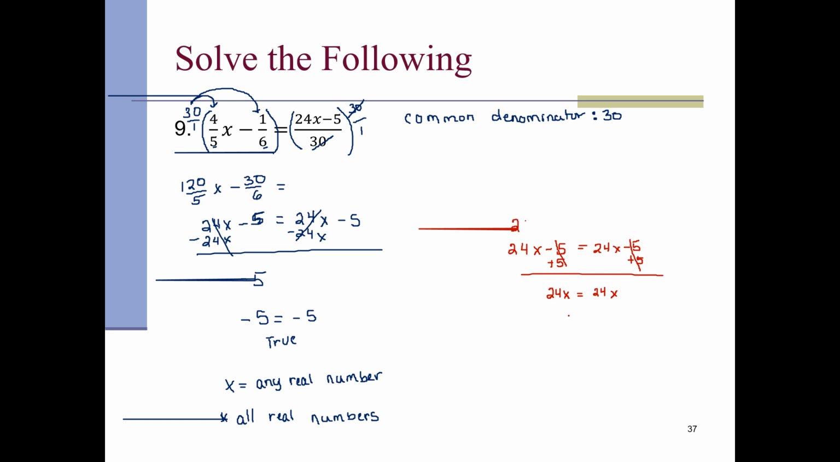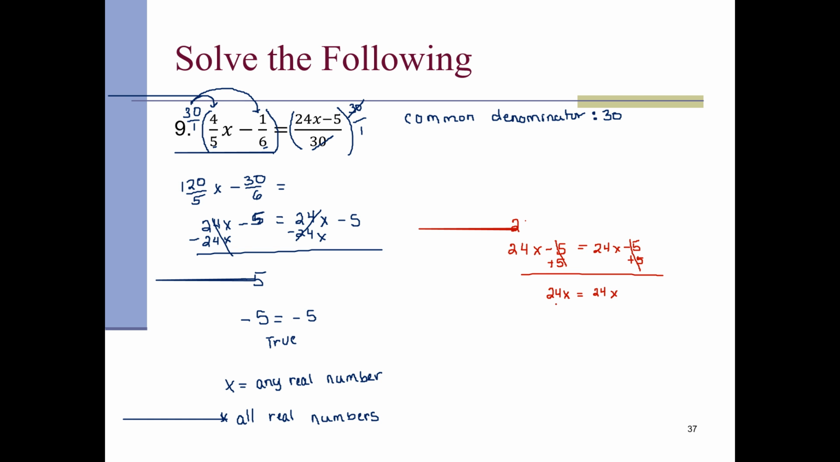Hopefully at this moment you notice that both sides are identical, and because they're identical, they're definitely equal, and you make the decision that it's all reals. But if you don't, this can become a little tricky, and sometimes people can lead themselves into some math errors.